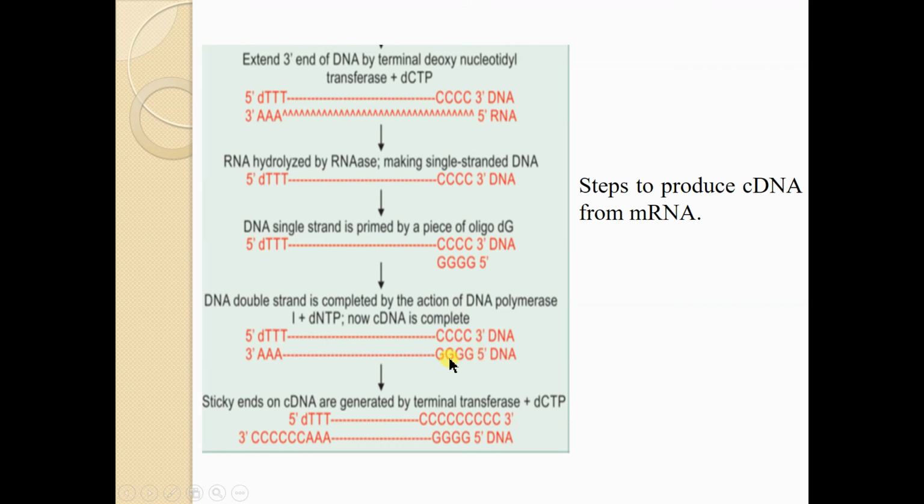After the primer is synthesized, double stranded DNA is synthesized by the action of DNA polymerase 1 and deoxynucleotide triphosphates. Now the whole DNA molecule is synthesized, that is complementary DNA, because we have synthesized it from the RNA molecule. So a double stranded DNA molecule is synthesized. Now sticky ends on the complementary DNA are generated by terminal transferase. At both 3' ends we add extra cytosine molecules, so sticky ends are produced here.